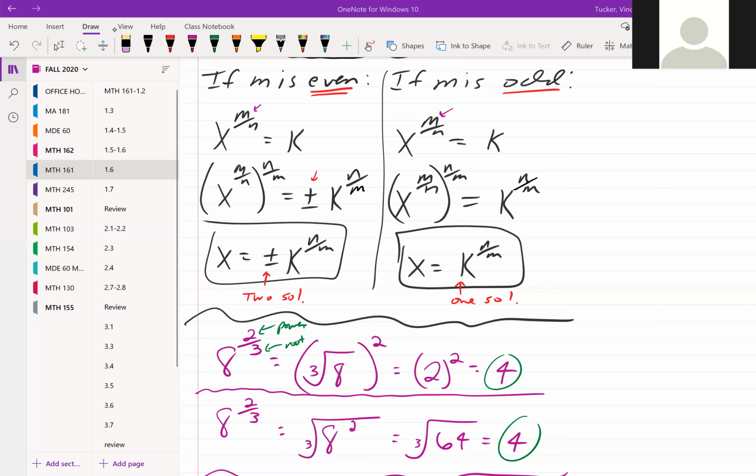Quick question. When we have x equals plus or minus k to n over m, how many solutions is that? That's only going to be 2. Okay, the positive representation of it and then the negative representation of it. Okay, thank you. Yep, not a problem.